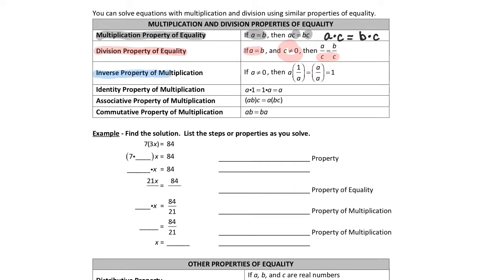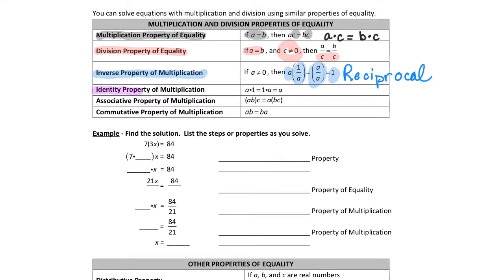Next, the inverse property of multiplication. If you start with a value A and multiply it by its inverse, which is 1 over A, sometimes called a reciprocal, you get A over A, and that equals 1. Another way of thinking about this is that when you divide a number by itself, it equals 1.